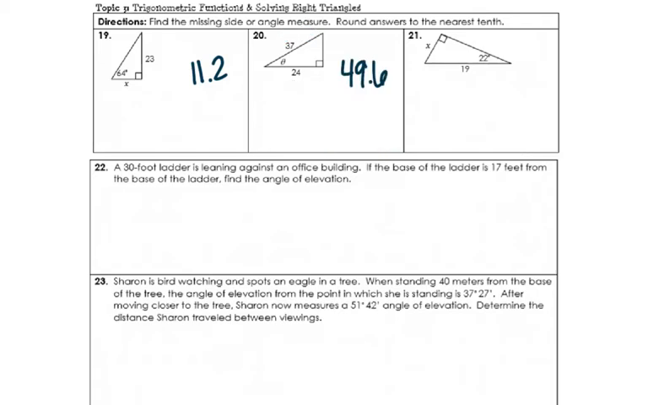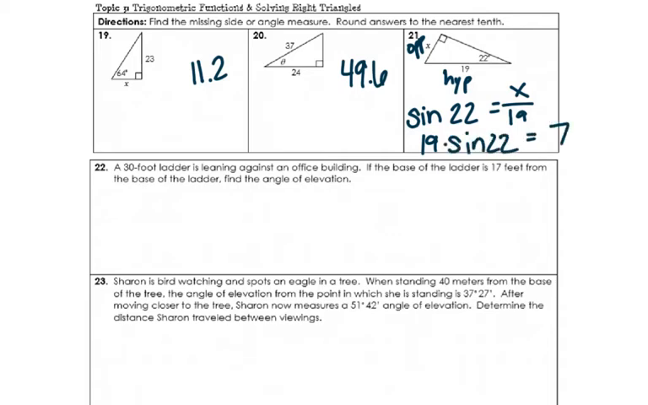Next one. So I have my opposite and my hypotenuse. So once again, for the first time, I'm using the sine. So sine 22 equals x over 19. And to get rid of dividing by 19, I would multiply. And when I put that in the calculator, I get 7.1.